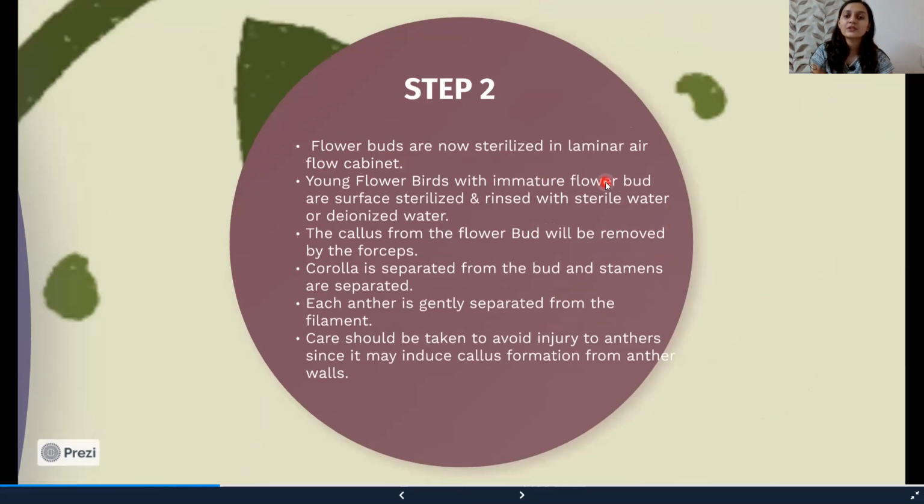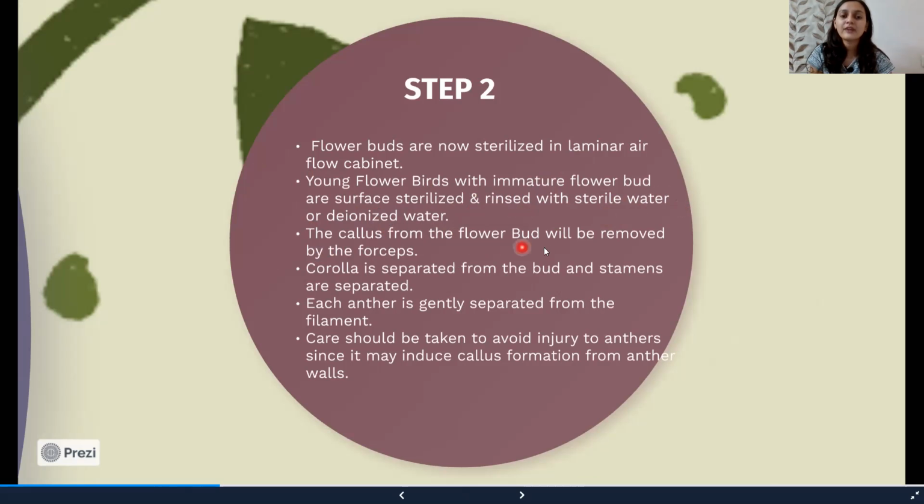Now, step 2. In step 2, flower buds are sterilized. Now, we have collected the explant, and now we have to sterilize the explant. So where do we sterilize the explant? They are sterilized in a laminar airflow chamber. Young flower buds with immature anthers are surface sterilized and rinsed with sterilized distilled water or deionized water. As we have seen in gynogenesis, after collection, the flower was surface sterilized. In the same way, in this process also the flowers are surface sterilized.